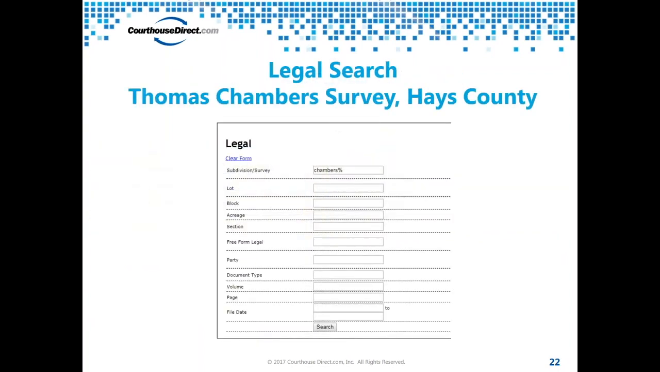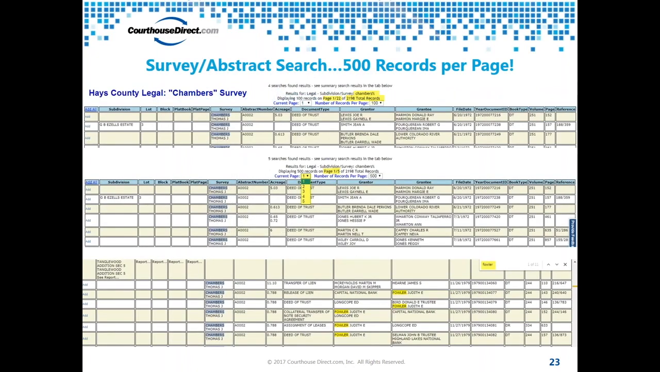So let's do a legal search, let's say in Hays County, Texas, where all I know is a survey name. I can put in Chambers as a survey name under the legal, and you'll see at the top here it says that it found 2,198 records. Then I want to switch that to 500 records to a page, and therefore instead of looking at 22 pages of information, I'm looking at 5 pages of information.